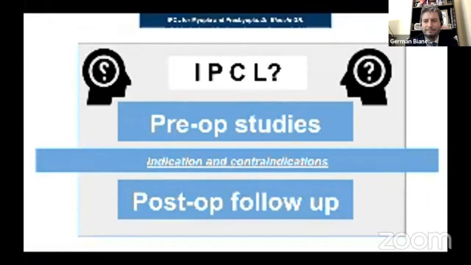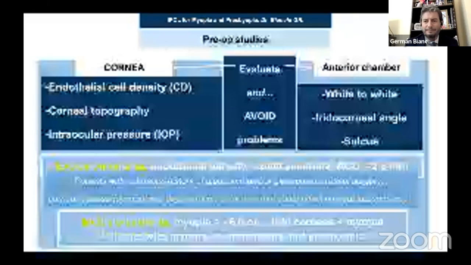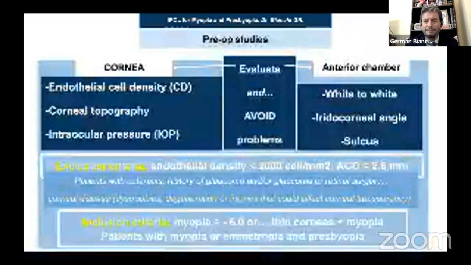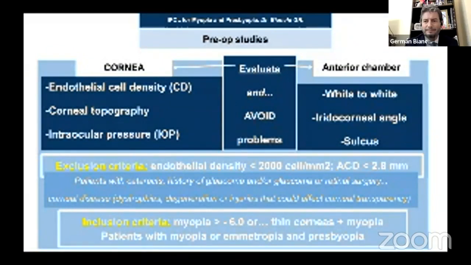Study very well the endothelial cell density, corneal topography, IOP, white-to-white, angle, and also the sulcus. The exclusion criteria are as Dr. Kamal Kapoor talked about before, and the inclusion criteria are myopia more than -6, or thin corneas with myopia when you can't do refractive surgery with laser.